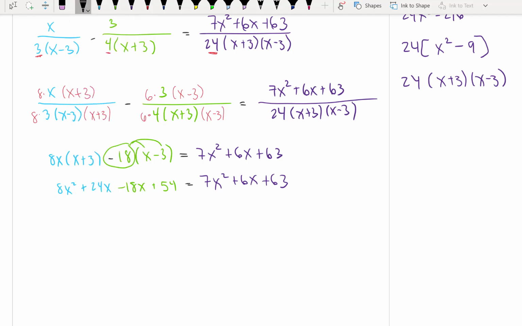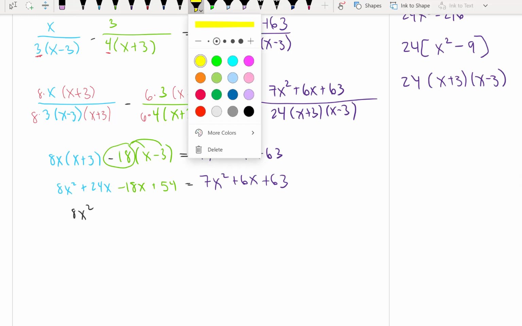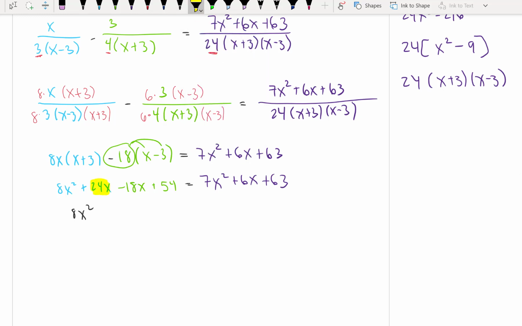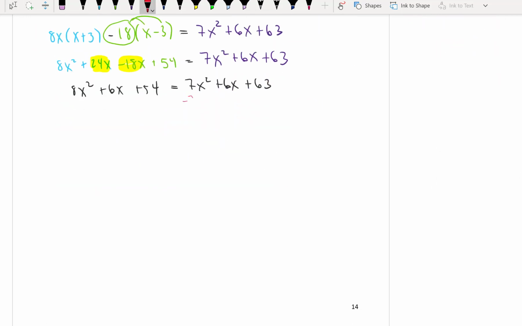So now, combining like terms a little bit, I still have my 8x squared. And now I'm going to have my 24 and that negative 18, which is a positive 6, plus 54, equal to that 7x squared plus my 6x plus 63. So now what I want to do is subtract everything. So minus 7x squared, minus 6x, and minus 63.